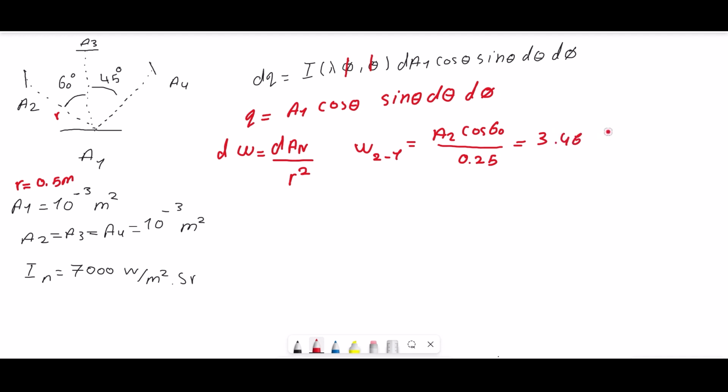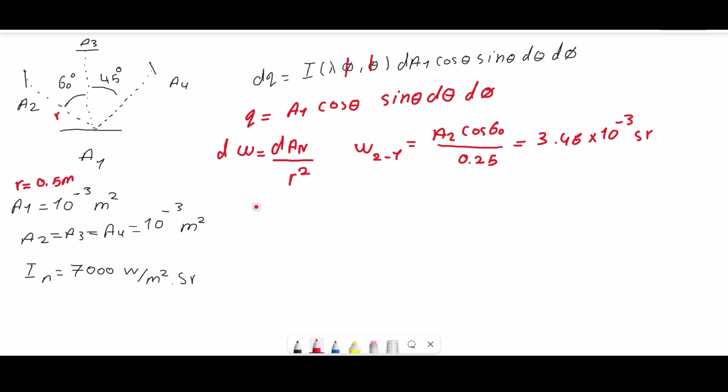And if we do this calculation, we see that omega 2,1 is equal to 3.46 times 10 to power minus 3 steradian. In order to calculate the rate of heat transfer between surface A1 and A2, we can write Q equal to I times A1 times omega 2,1. And this is from surface 1 to surface 2.